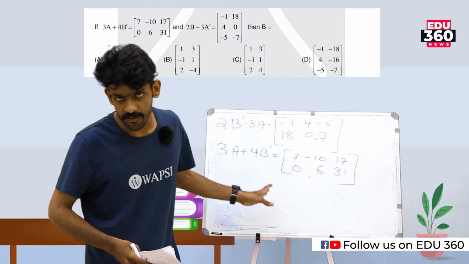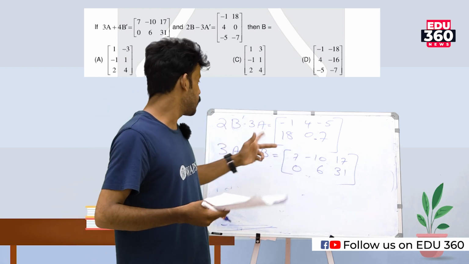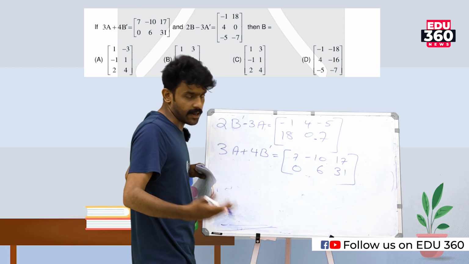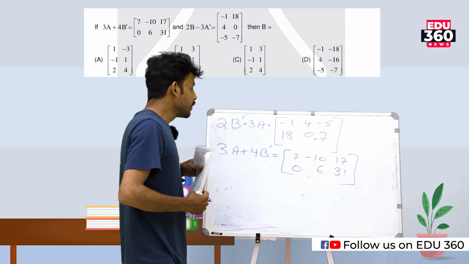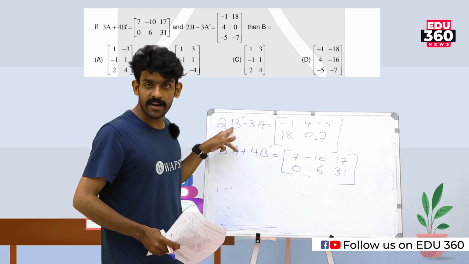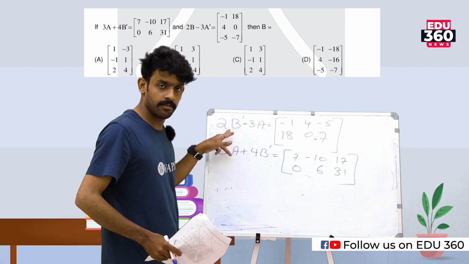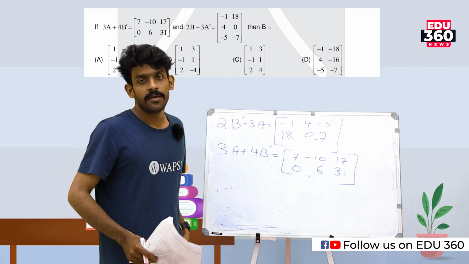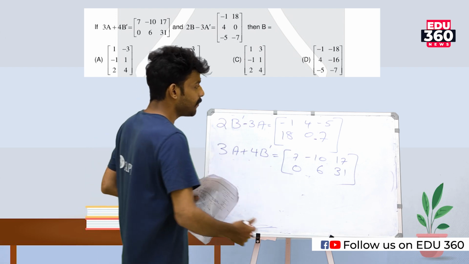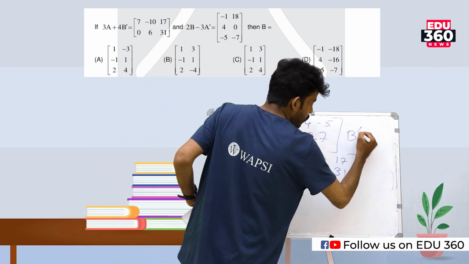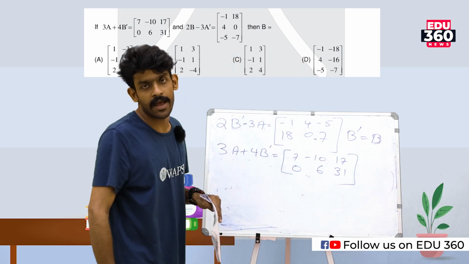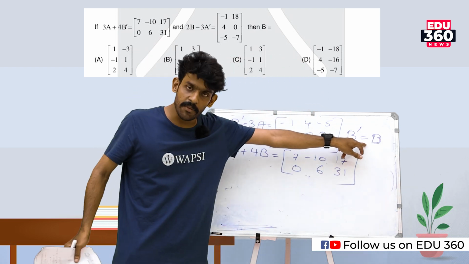In this question, we need to find the matrix B. So now look here. Hereafter, simply we can find the matrix B. First of all, we can find B transpose, or B dash, from here. After finding B dash, if we get B dash, simply we can find B. Nothing, just interchange the rows and columns, so simply we will get the matrix B.